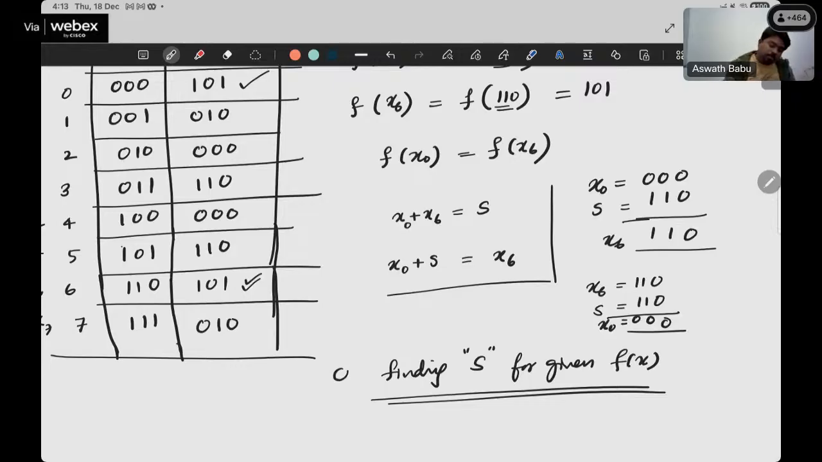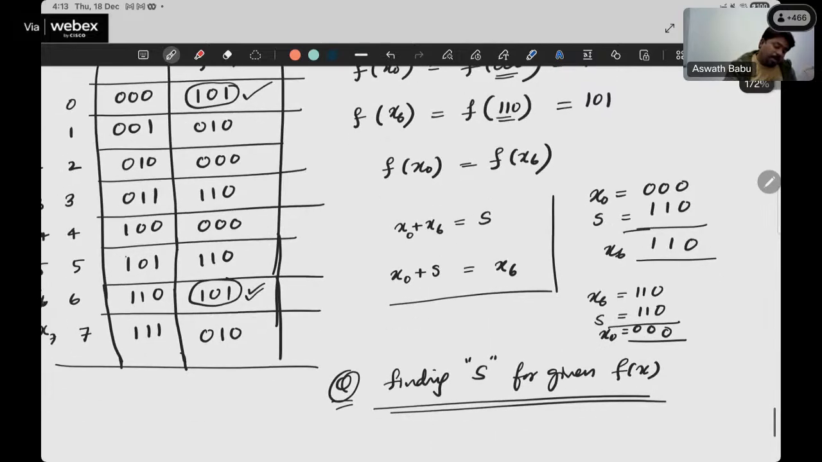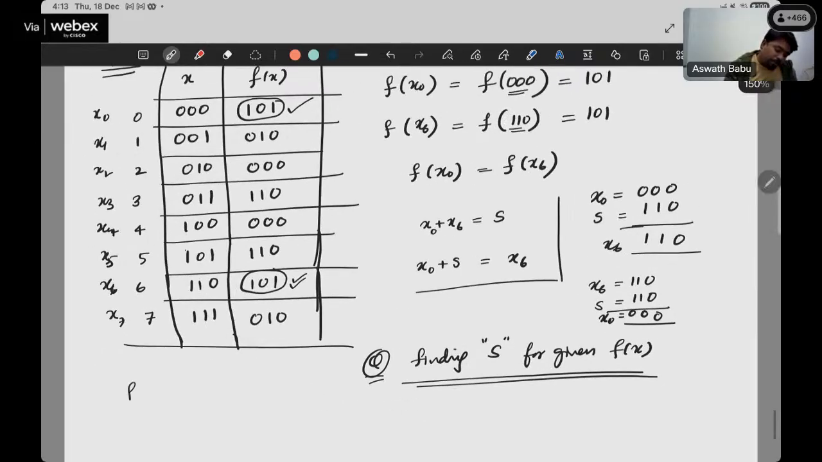Okay, right? The question is finding this. That is what we want to do. Now, if you look among the f of x values, there are two numbers that are common, the same. Even here there is 0, 1, 0. So f of x1 is equal to f of x7, which is 0, 1, 0.